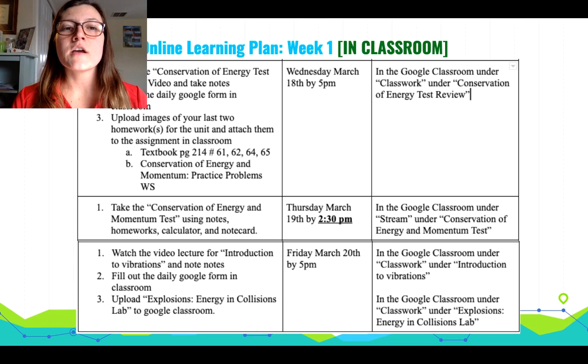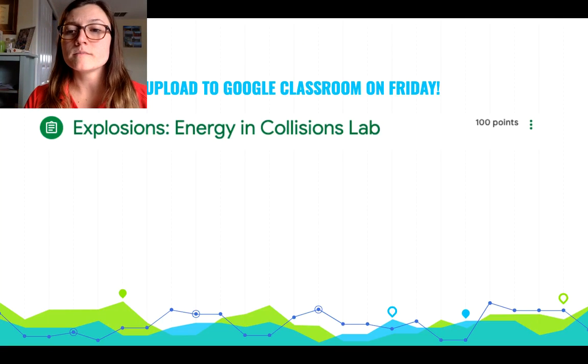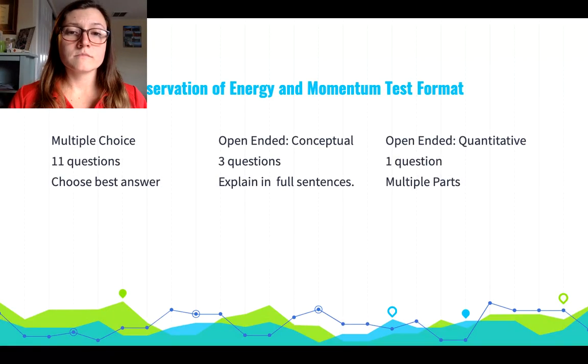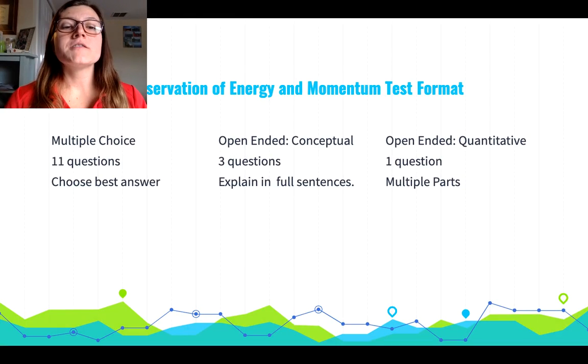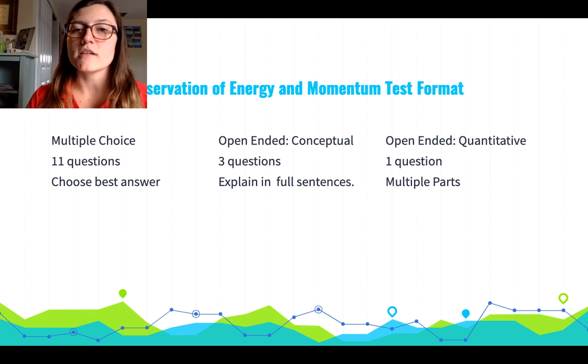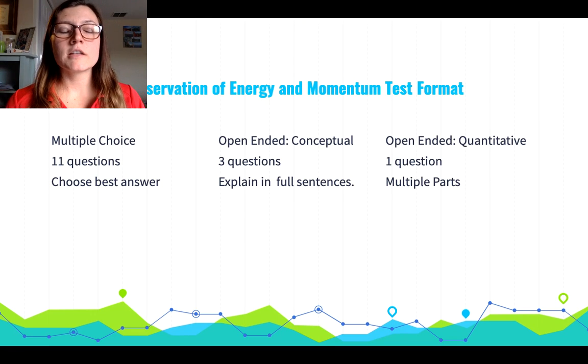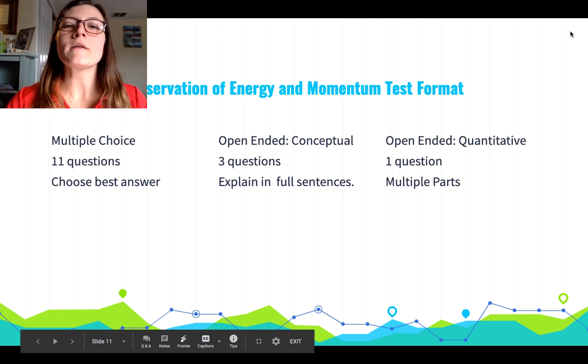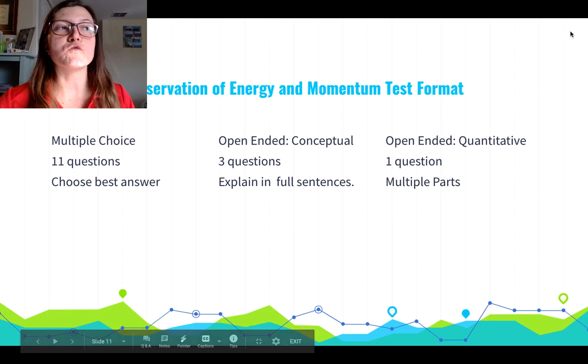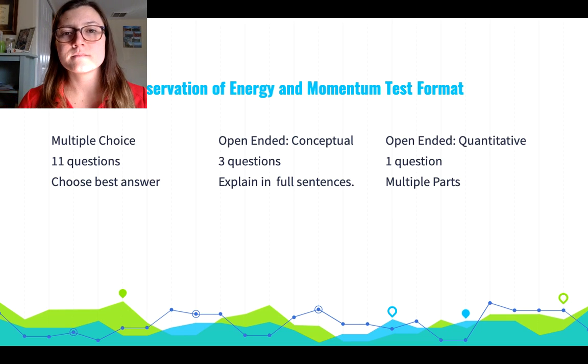I'm going to briefly discuss what your test is going to look like for tomorrow. Your test is still going to be the same 3 sections. You'll have multiple choice, open-ended, and then some problems to solve. You have 11 multiple choice questions. You will choose the best answer choice, so whichever value is closest to the answer on your calculator is the one that you will choose. The answers won't necessarily be exact. You have to round and pick the best answer choice.